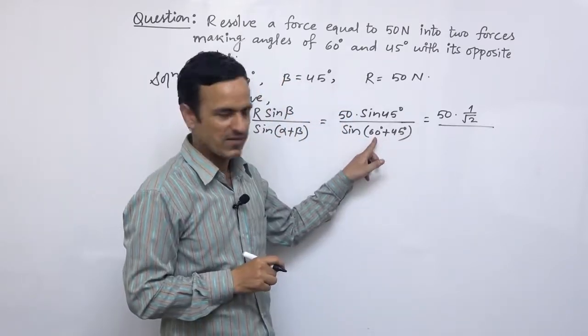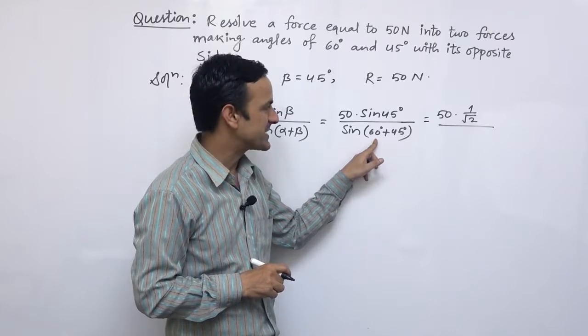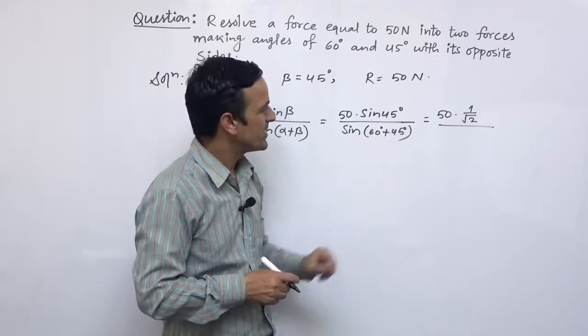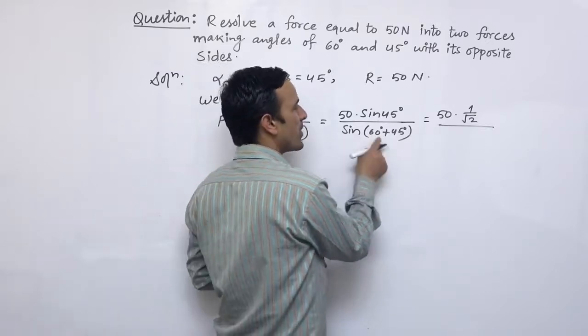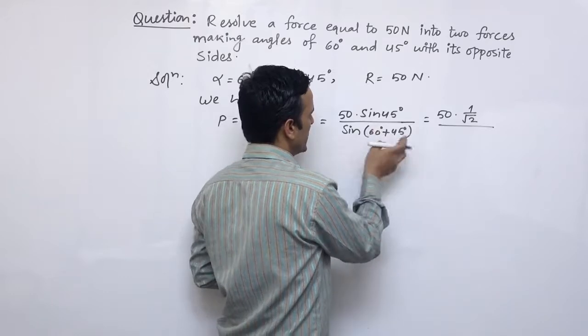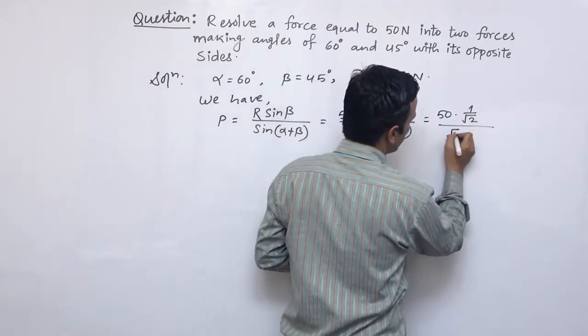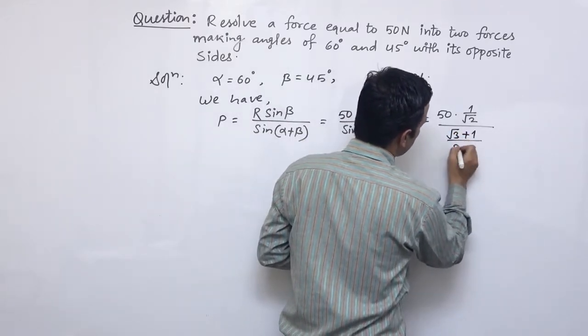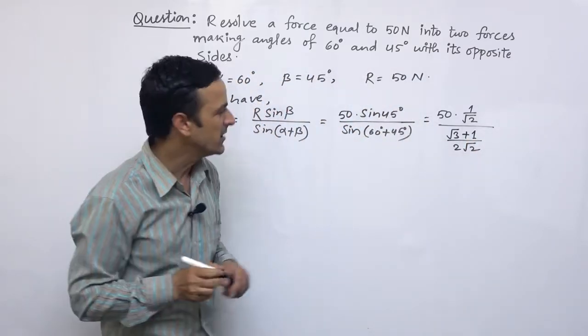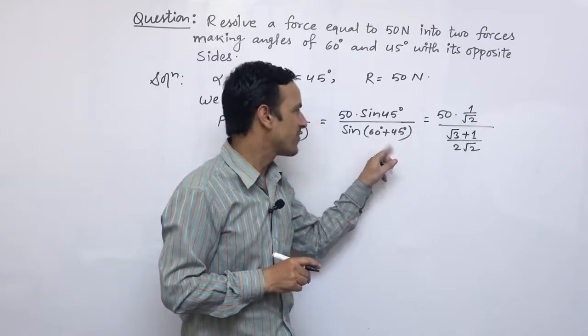So it is 105, but we don't have the exact value of sine 105 by using trigonometric table. So we can use compound angle, sine A cos B plus cos A sine B. So from here we get root 3 plus 1 divided by 2 root 2. So this is the final answer after using compound angle formula.